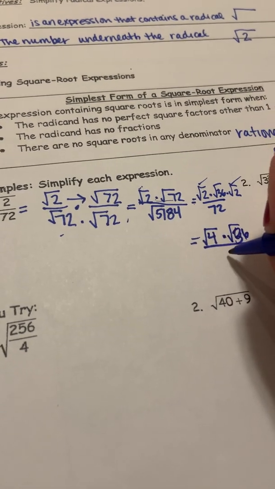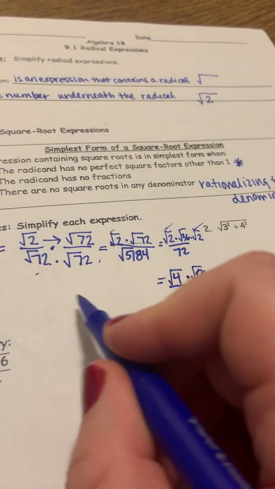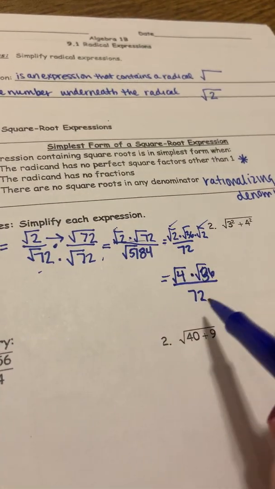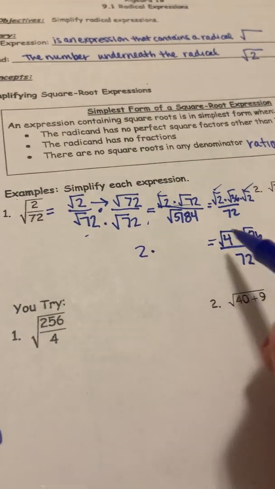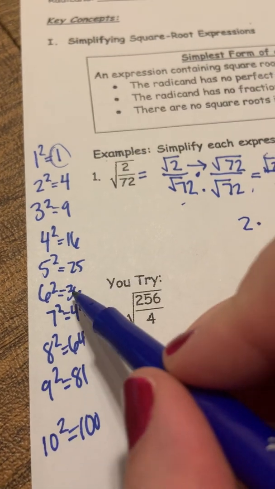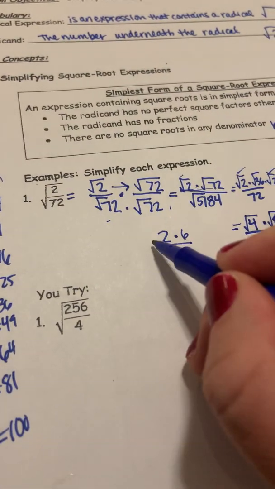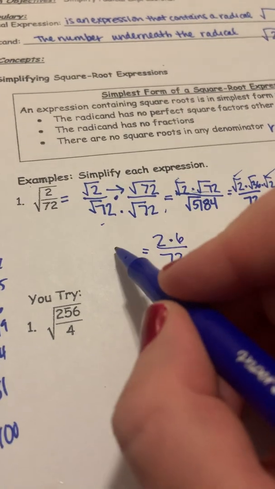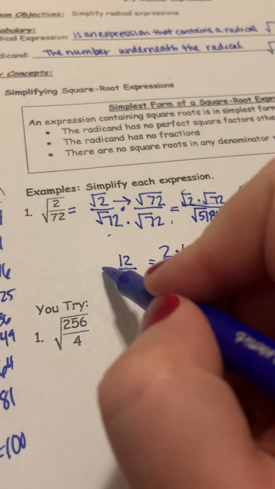36 over 72. So now, I'm going to keep working over here. Sorry, I'm kind of going in a loop this way. Square root of 4, look on this list. The square root of 4 is 2, times the square root of 36, which is 6, over 72. What is 2 times 6? Well, that is 12 over 72.